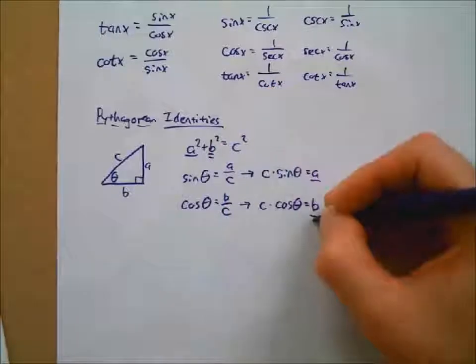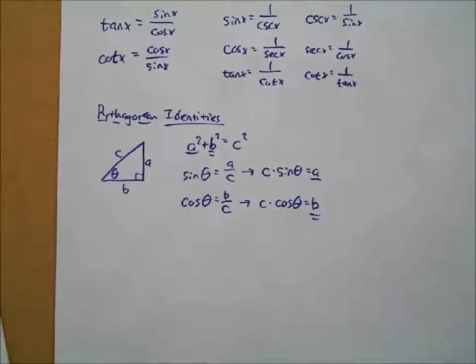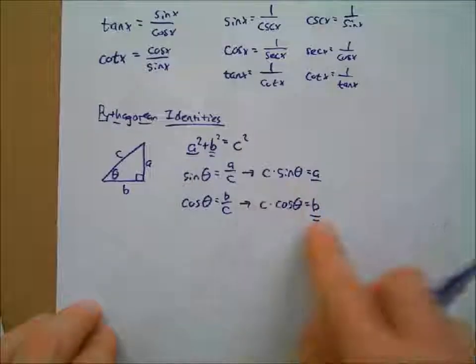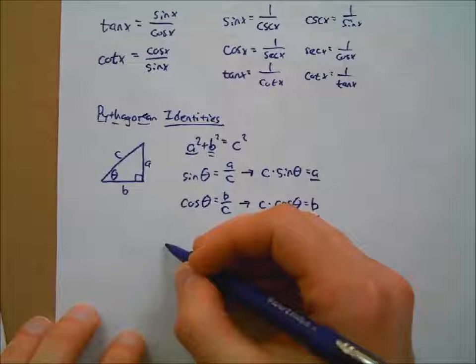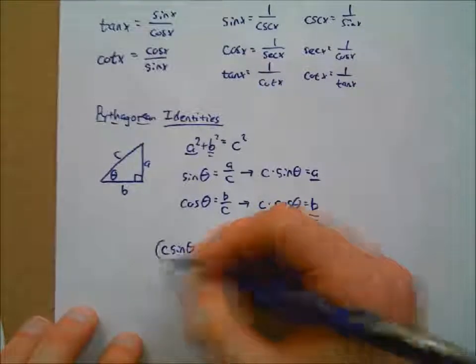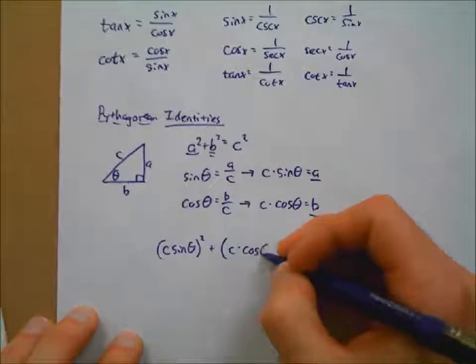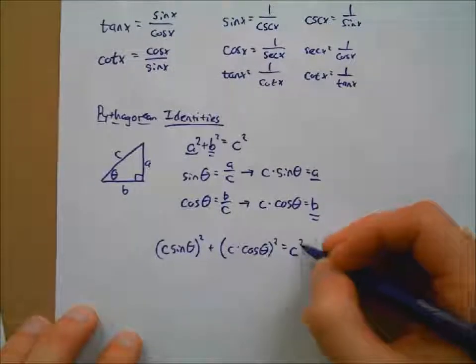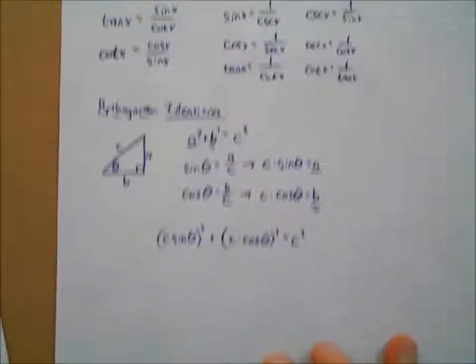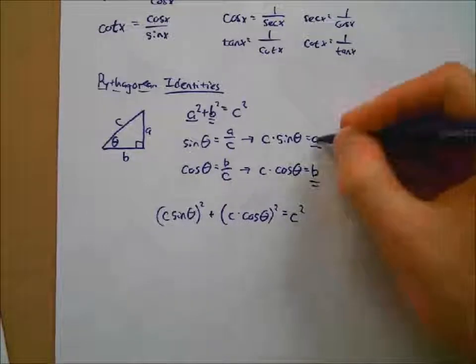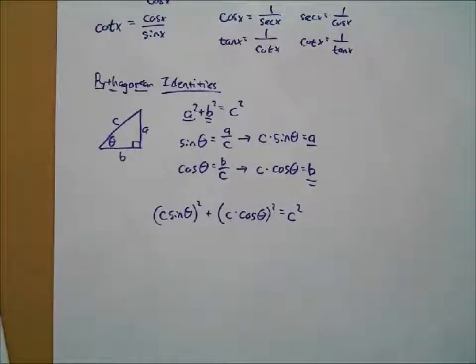They're the same, right? And so that a and the b in the Pythagorean theorem we could replace with the equivalent c sine theta and c cosine theta. So c sine theta squared plus c cosine theta squared equals c squared. Okay, so we just did a substitution there. Substitution of equivalent things. Again, this is not the identity itself. This is how we derive the identity. We're going to simplify a little bit, and then we'll get the actual identity.